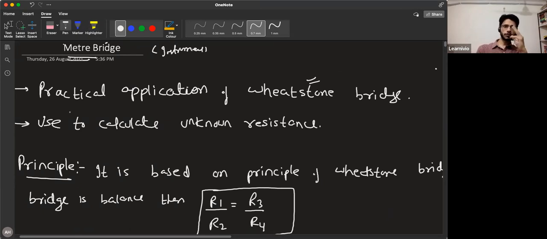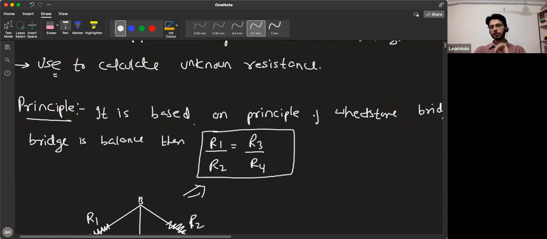We use meter bridge to calculate unknown resistance. Like if I give you a wire and ask you to calculate the resistance of the wire, we use meter bridge. It's used to calculate unknown resistance. The next thing is principle. This meter bridge is based on the principle of Wheatstone bridge.